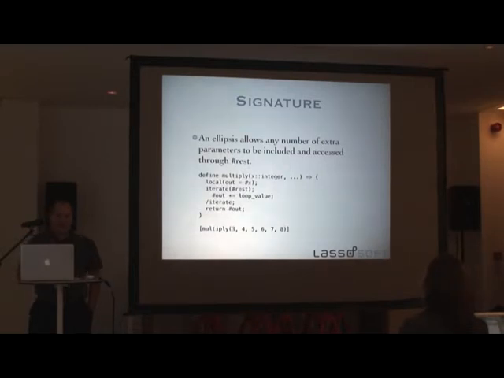Here the idea is, okay, let's just multiply as many numbers as they give us. We want to multiply 10 numbers. At the bottom I've got 3, 4, 5, 6, 7, 8. We're just going to multiply. So here in the signature at the end, we put in an ellipsis. It's actually 3 periods, not an ellipsis character.